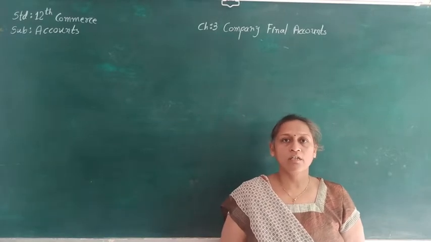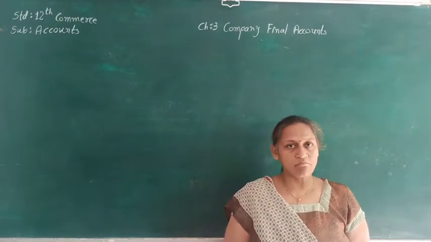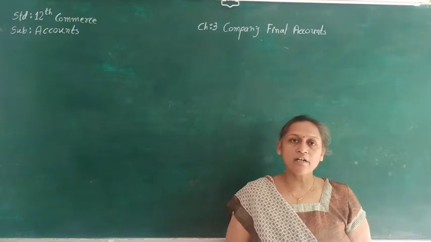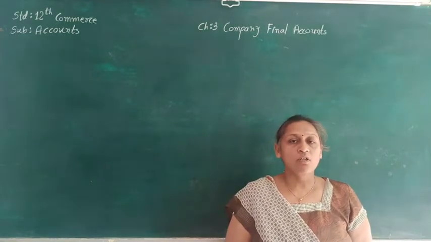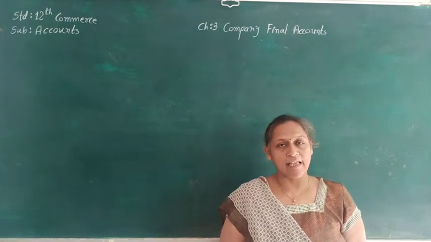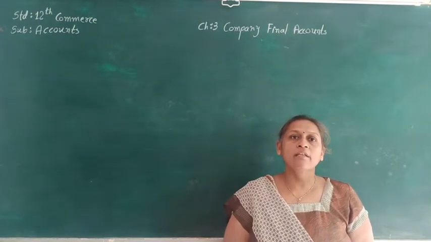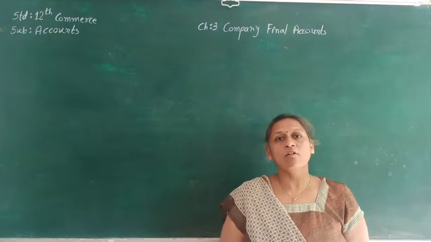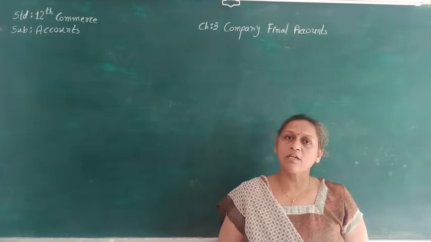Today we are going to see chapter number 3, that is company final account of standard 12 commerce subject account. So today we are going to see the second head of the balance sheet, that is asset. So here we are going to see the main head and subhead of the balance sheet with the illustration number 6.